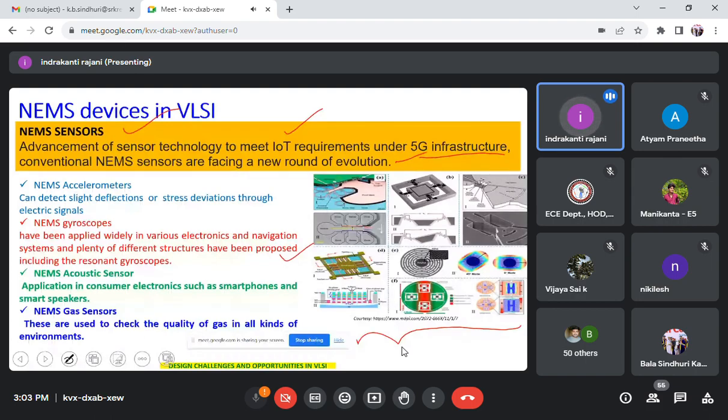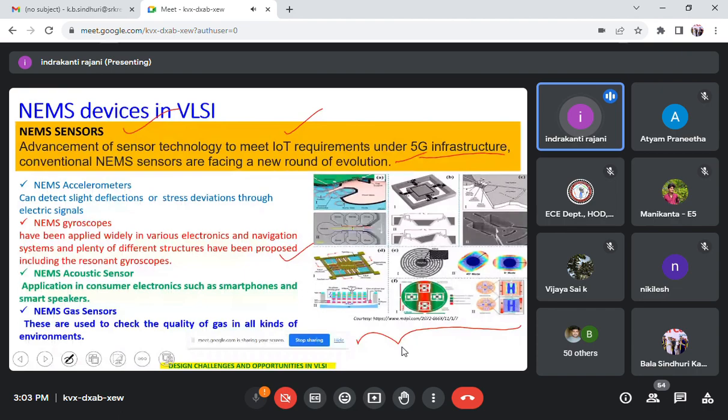Smartphones are the best book for us to understand VLSI and to understand the materials at the fundamental level. They are in all our hands. We have a smartphone in today's world, so that smartphone teaches us a lot of things. The acoustic sensors are used in smartphones and smart speakers.